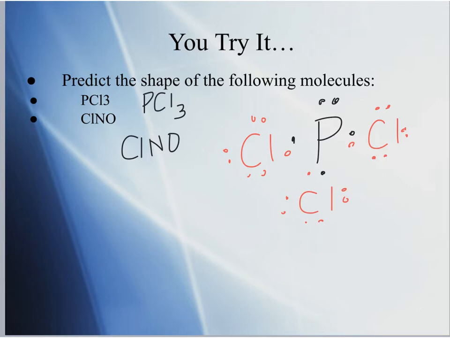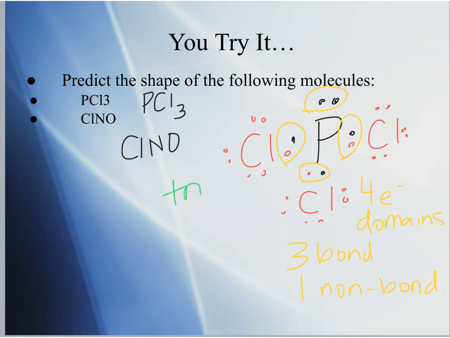So taking a look at this molecule, we've got 1, 2, 3, 4 electron groups, or 4 electron domains. We have 3 bonded pairs and 1 non-bonded pair. The one on top is not making a bond. So the only shape that goes with this combination of electron domains and bonded versus non-bonded pairs is the trigonal pyramidal. So that's the shape for this one.